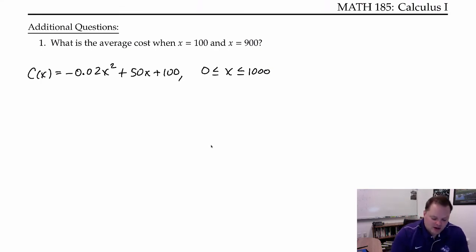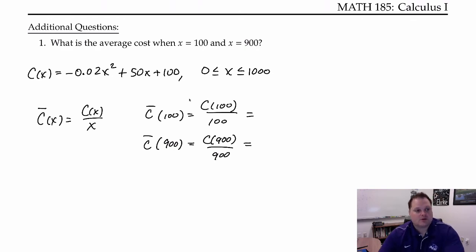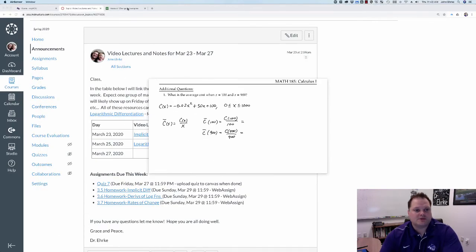So average cost, usually for average, we use a bar above the variable. So average cost would be C bar. Average cost would be the cost divided by the number of items. So the average cost at 100 items would be the cost at 100 items divided by 100. We'll get that here in a second. And then the average cost at 900 items would be the cost of producing 900 items divided by 900. All right, so let's take a look at Desmos.